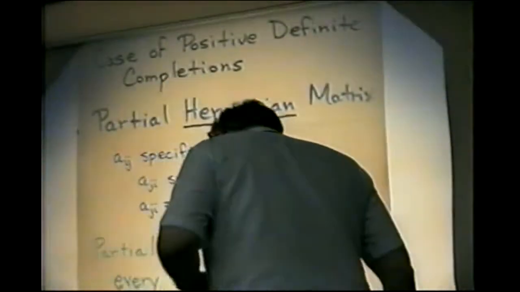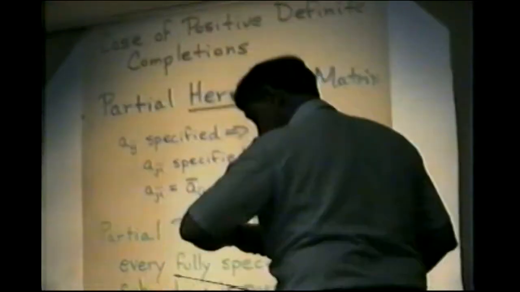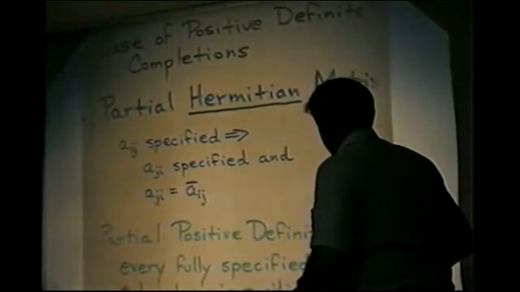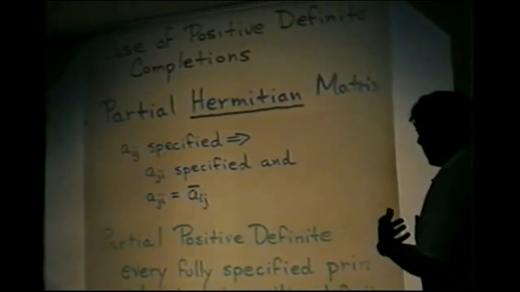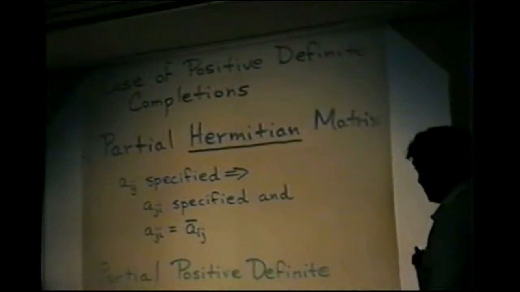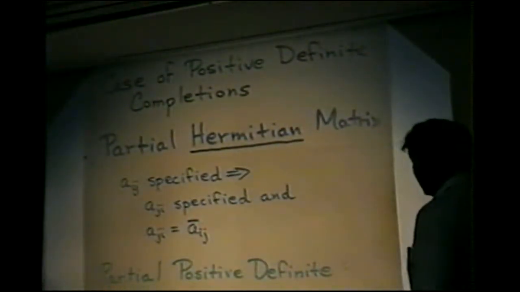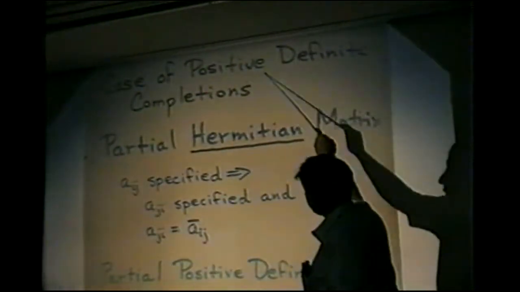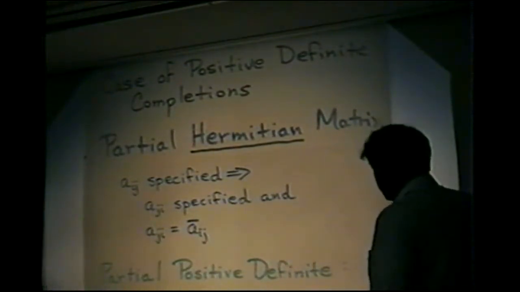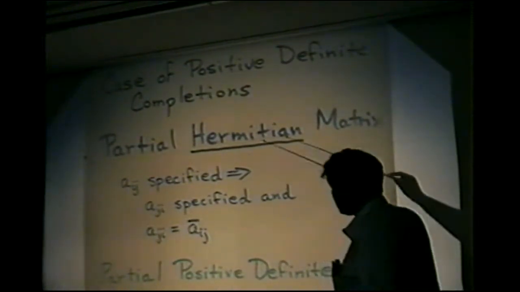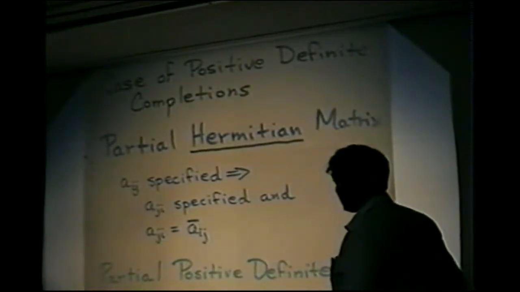So what I'd like to do for the next half hour or so is give a discussion of the property where completion theory is the most fully developed. And that's the case of the positive definite completion problem. And in this case now, we can be much more specific about the nature of the matrix.